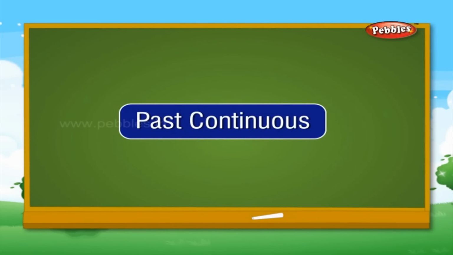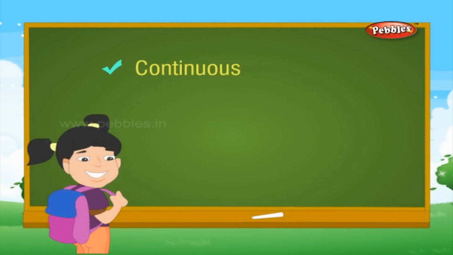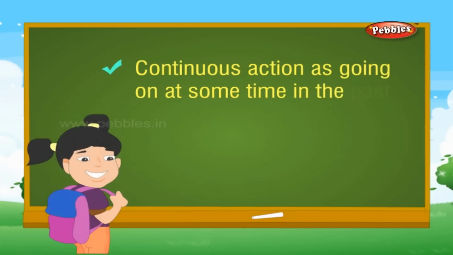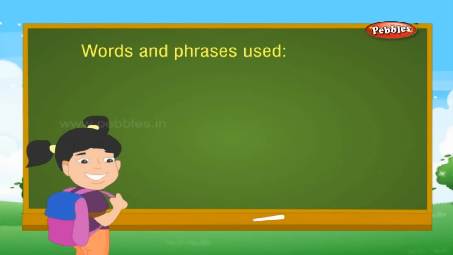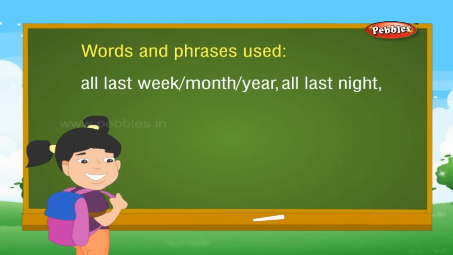Past continuous: continuous action as going on at some time in the past. I was reading a book when my friend came in. Words and phrases used: all last week or month or year, all last night, all yesterday.